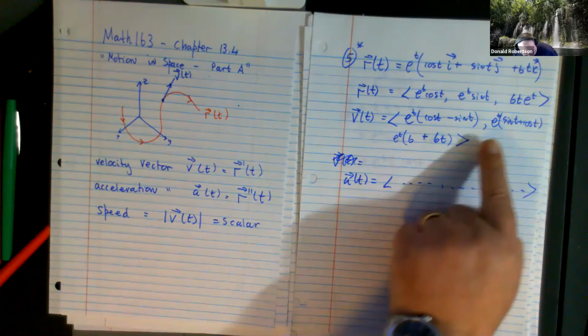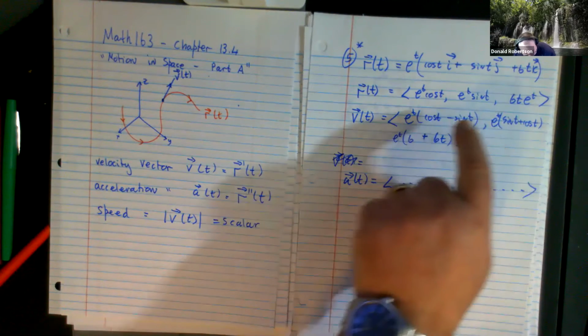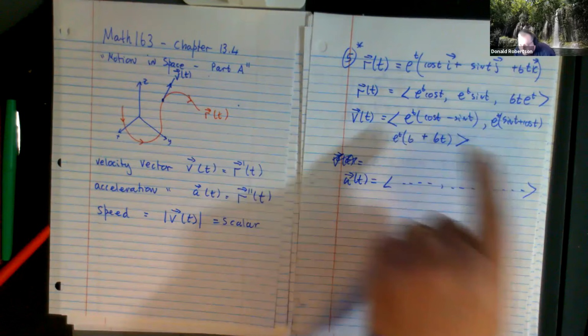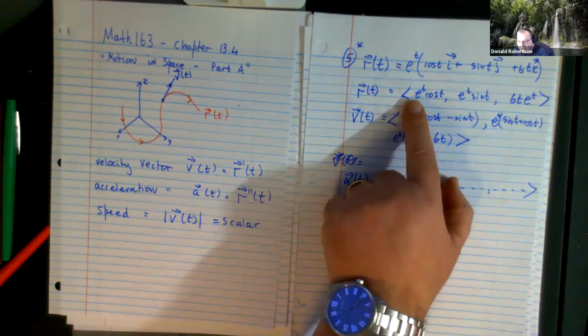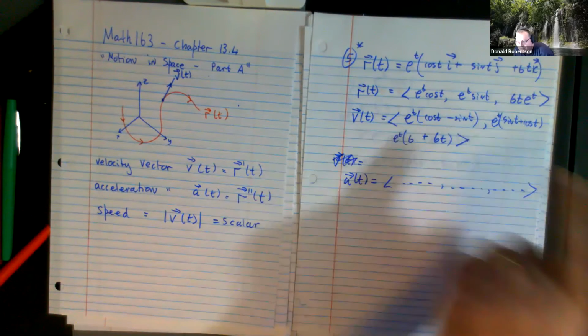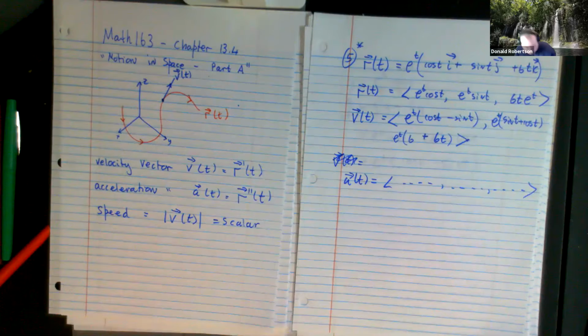The advantage of pulling out the e to the t as a common factor here is that it's more obviously just a single product rule. Otherwise, if I'd left it as two separate pieces, I'd end up having to do two separate product rules, and that seems like a lot of work.